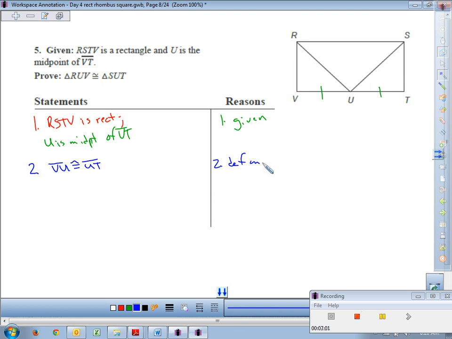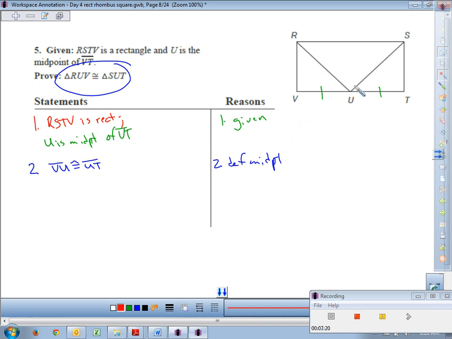Definition of midpoint. Now look at what you want to prove. We're trying to prove these two triangles right here congruent to each other. Well, we got to use a little bit of hierarchy knowledge. First thing I think of is it's a rectangle, right? So we can get some right angles out of it. But I want to see if I can get some more sides first before I get any angles. So let's check to see if we can get some sides.